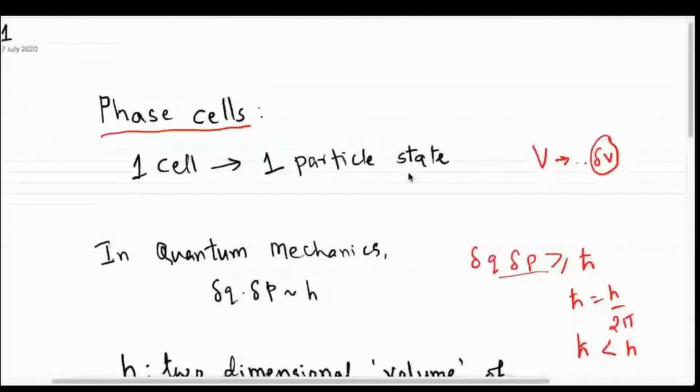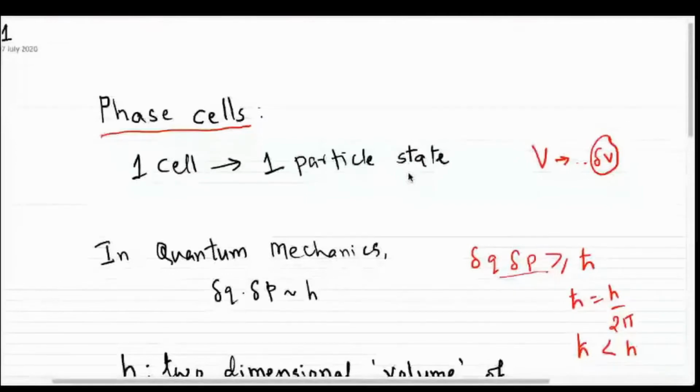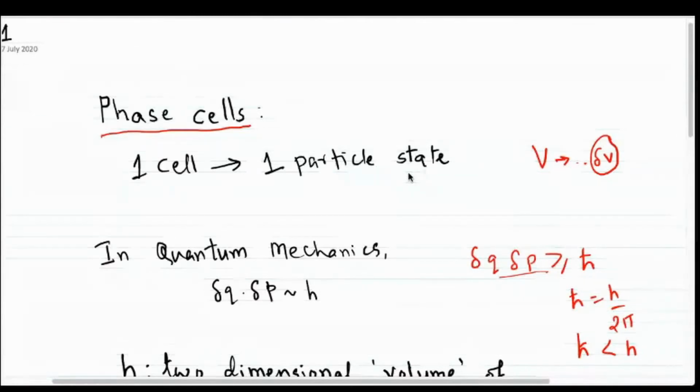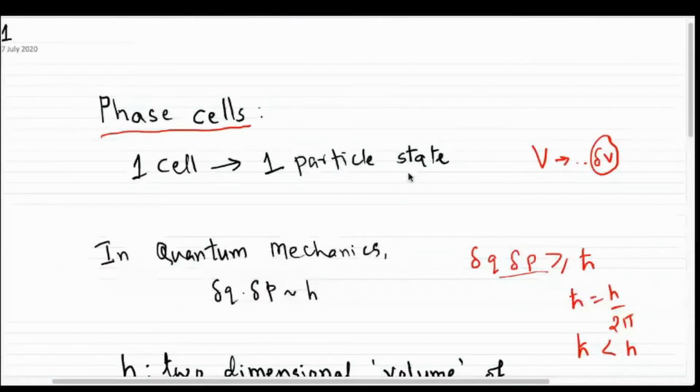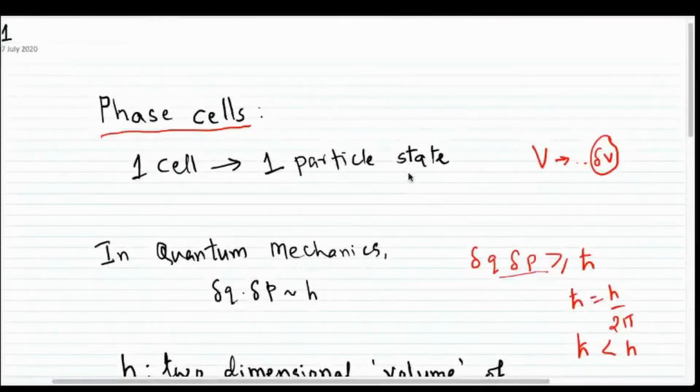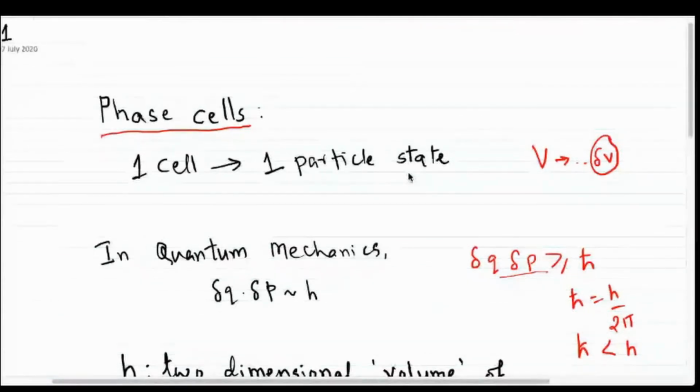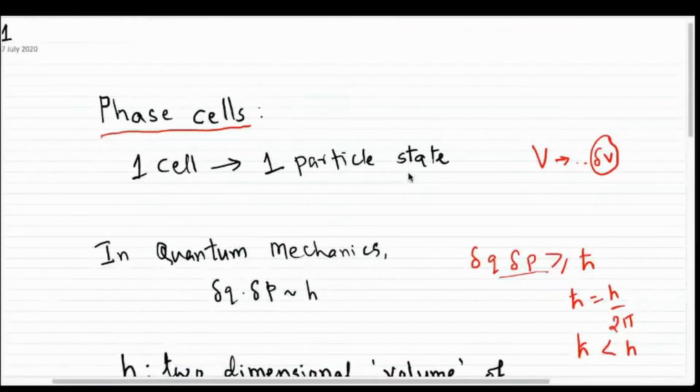I think we started with this concept of phase cells in the last lecture, right? I'll just go through it again in short and then we'll proceed further. We have said that there is a concept of phase space where our particles have 6 degrees of freedom, 3 for the position and 3 for the momentum. So the location of the particle is always given with 6 coordinates, 3 for its position and 3 for its momentum. And then we say that the smallest volume is the phase cell volume.